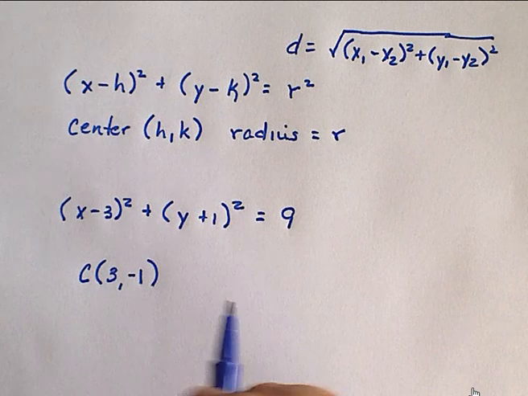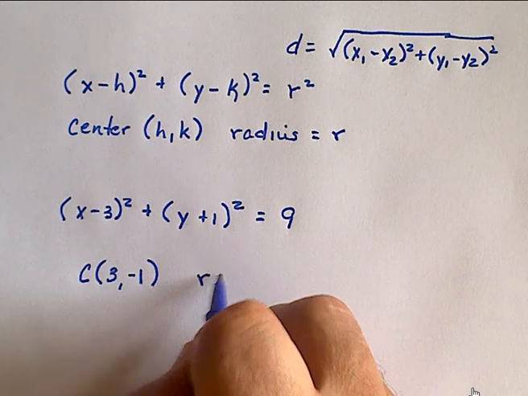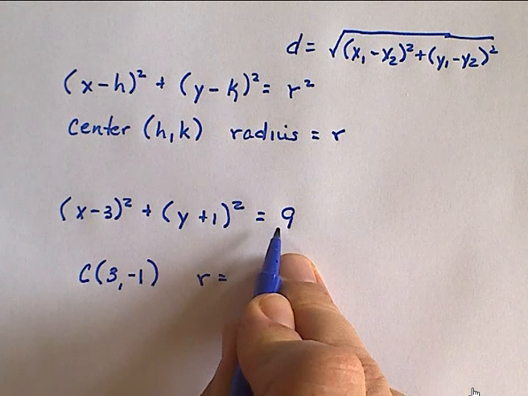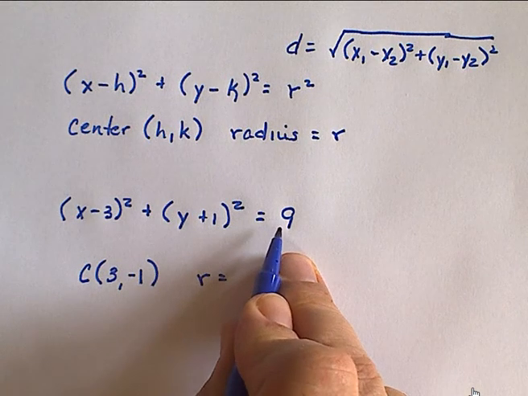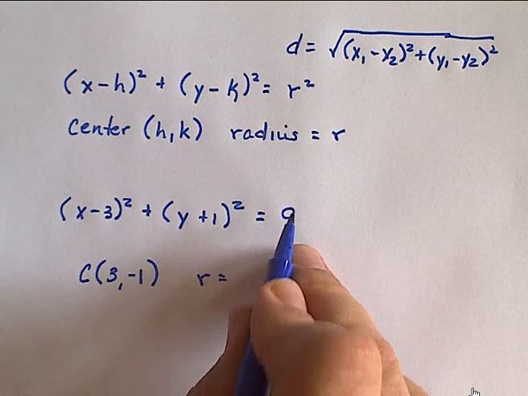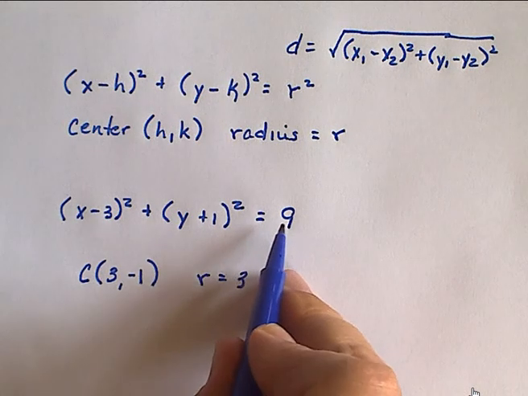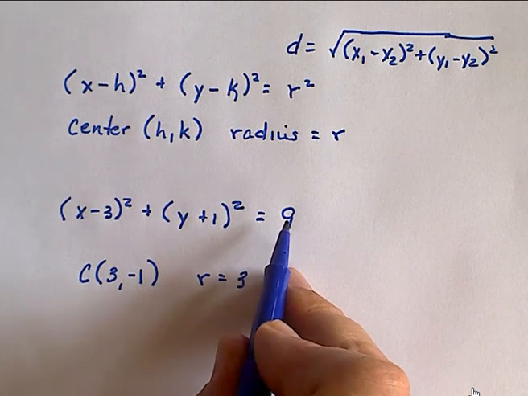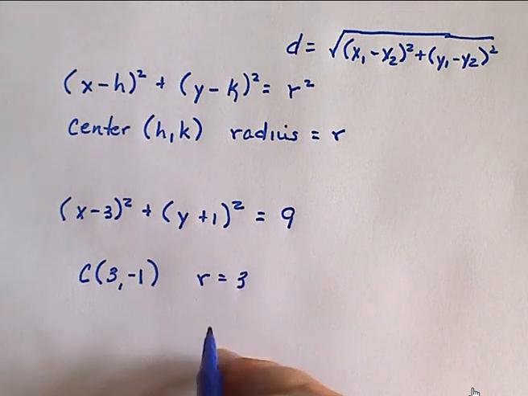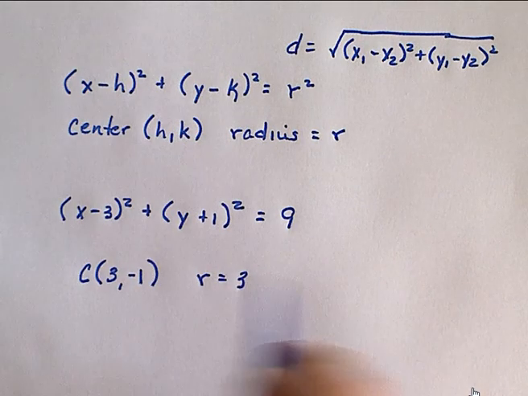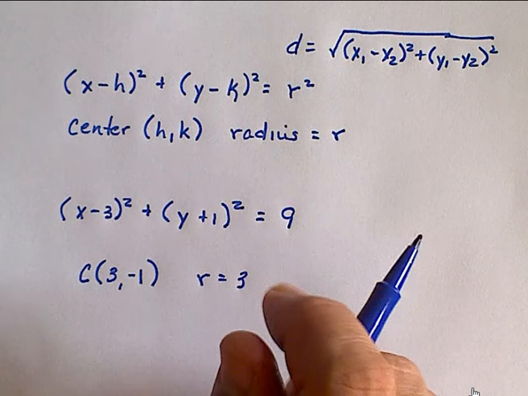Now, to find r, the radius, you take this number over here and take its square root. The square root of 9 is 3, because according to the formula, this is r squared. I don't want r squared, I want r. So square rooting that gives us this value. So you've just identified the information for that circle.